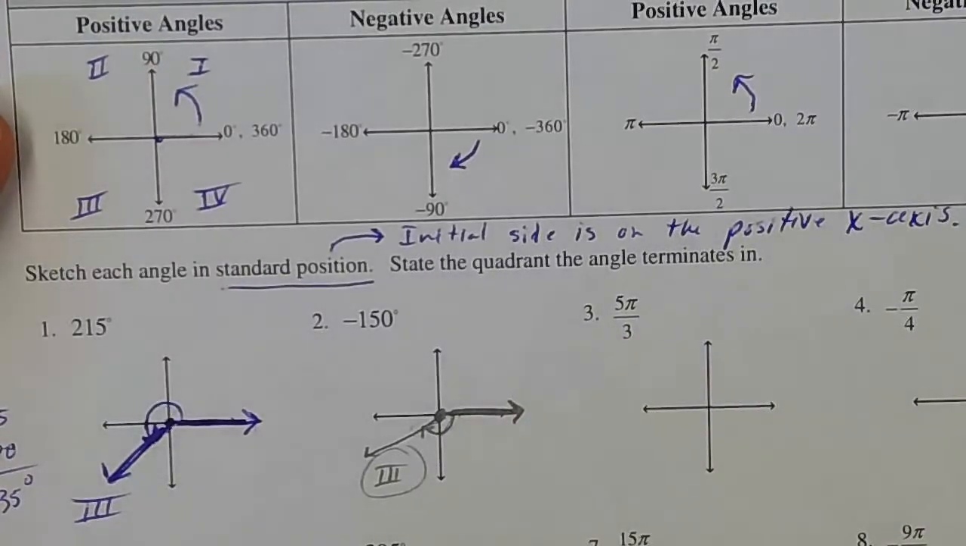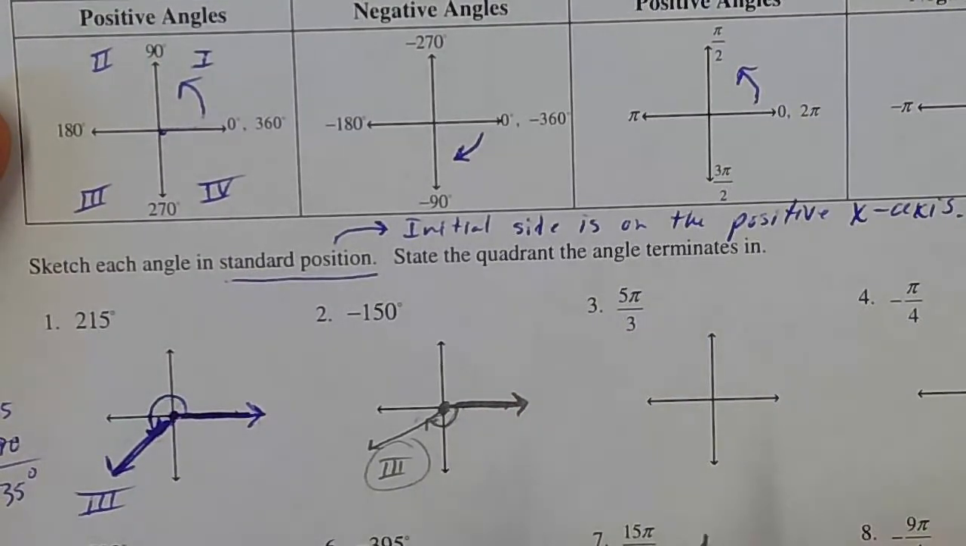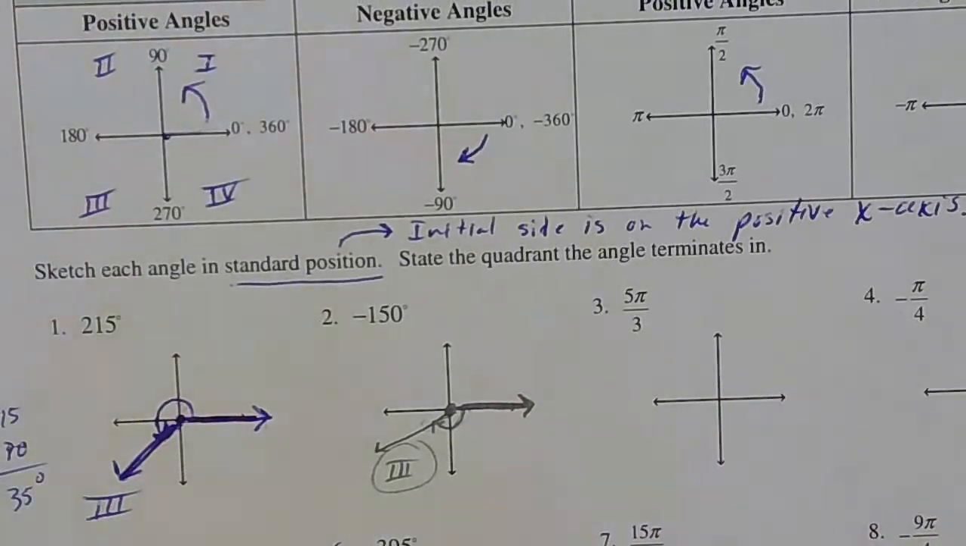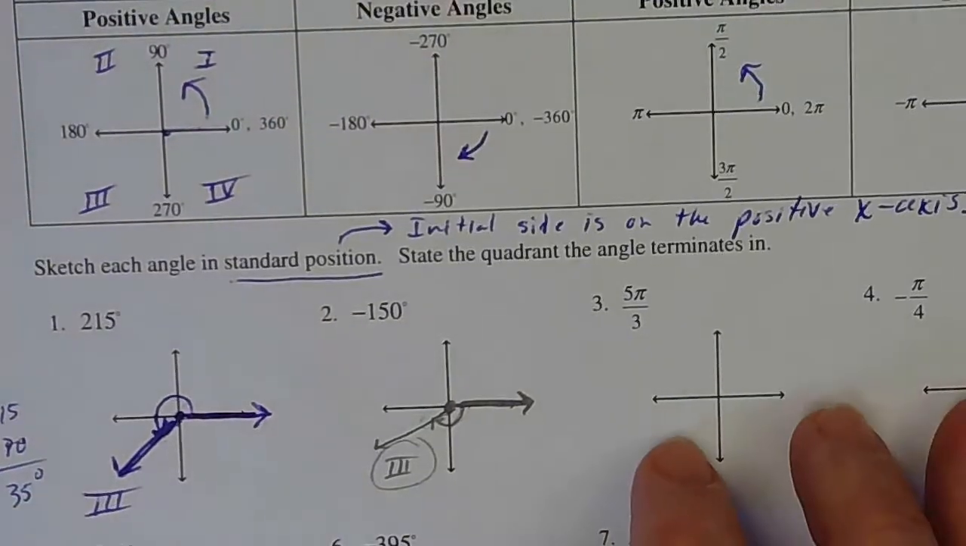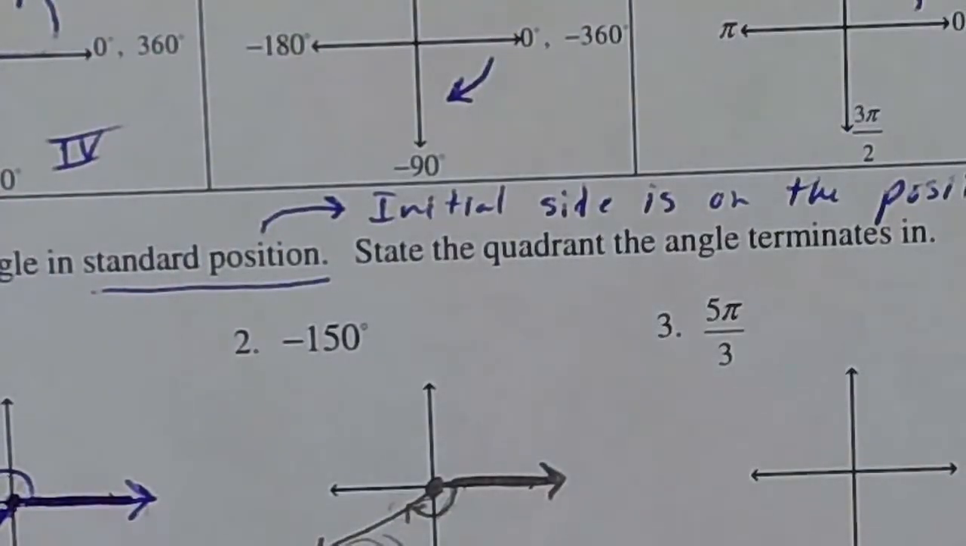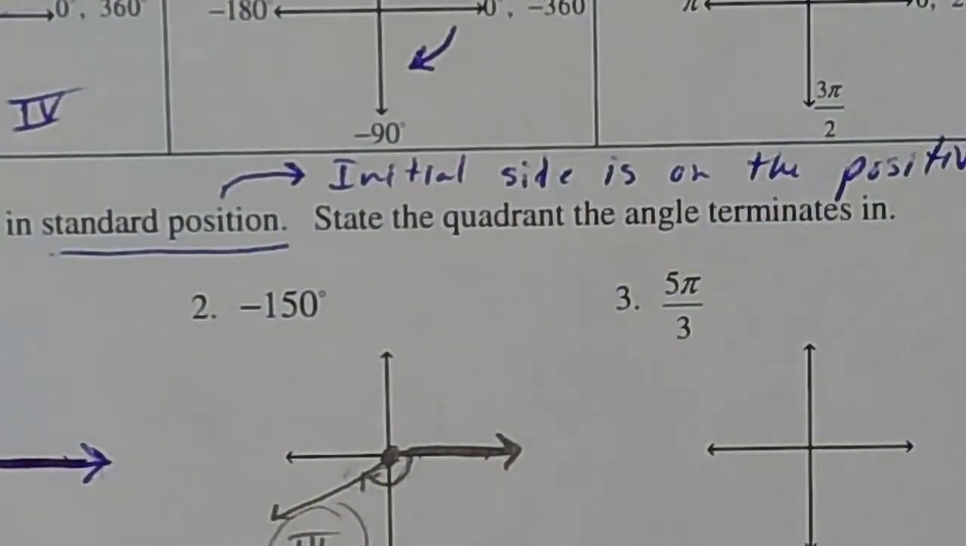Okay, but now we should be able to sketch these angles in standard position in radian form. A couple ways we could do this. You could use mixed numbers or mixed fractions to do this, or we can convert this. So let me show you what I mean by converting.